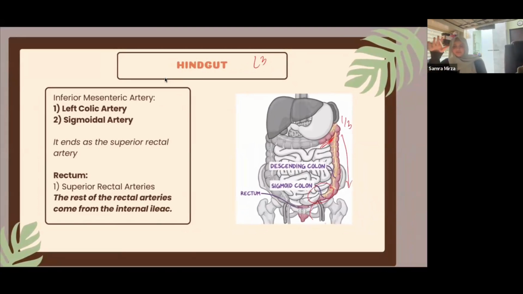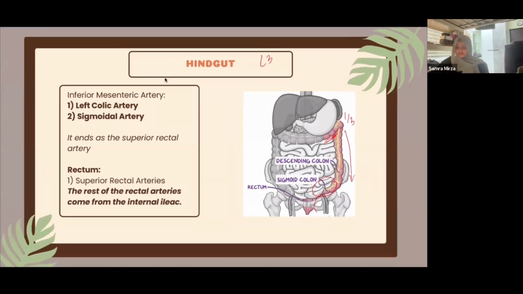Now the rectum has 2 main supplies. It has the superior rectal artery that comes from the inferior mesenteric artery, but you also have other branches like the middle rectal artery and inferior rectal artery, and these ones come from the internal iliac artery. So that's different. But these are the main ones that you need to know for inferior.